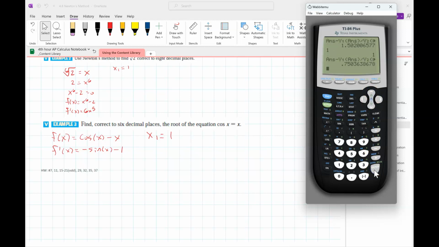And again, we're going 6 decimal places, right? So this is my guess, x2. There's x3. I have 1 decimal point. There's x4. I have 3 decimal points. There's x5. I have 6. So I'm done.